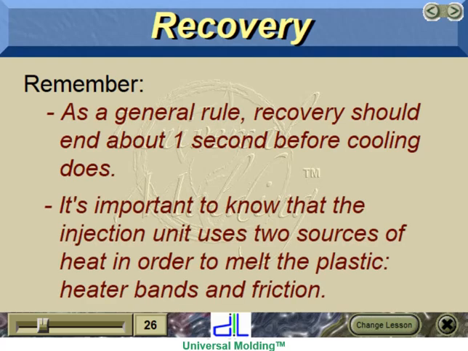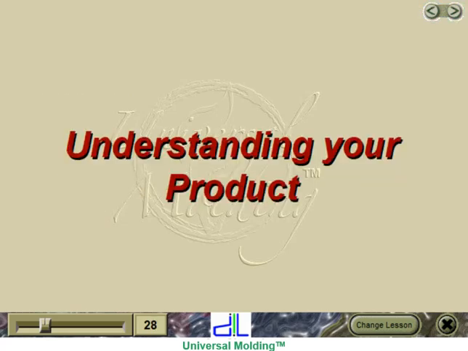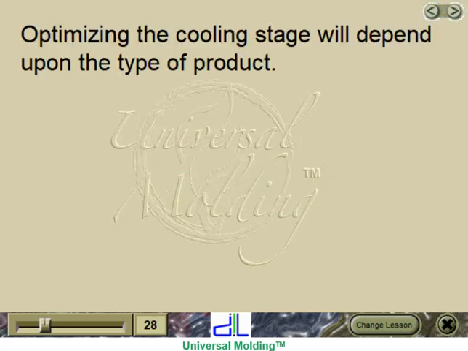It's important to know that the injection unit uses 2 sources of heat in order to melt the plastic: heater bands and friction. Though the operator programs the heat zones of the barrel, the melt temperature is the most significant factor. Understanding your product. Optimizing the cooling stage will depend upon the type of product.